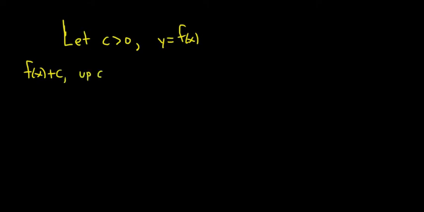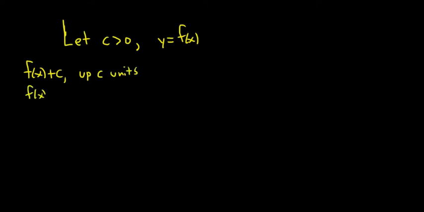In this video, we're going to look at some basic transformations of graphs. So we'll start by letting c be a positive number and y be equal to f of x. The first few transformations we're going to look at involve vertical and horizontal shifts. The first one is f of x plus c. This means we shift up by c units. So we shift the graph of f up c units.